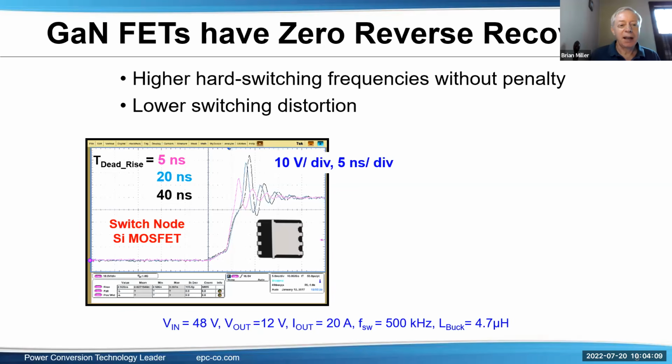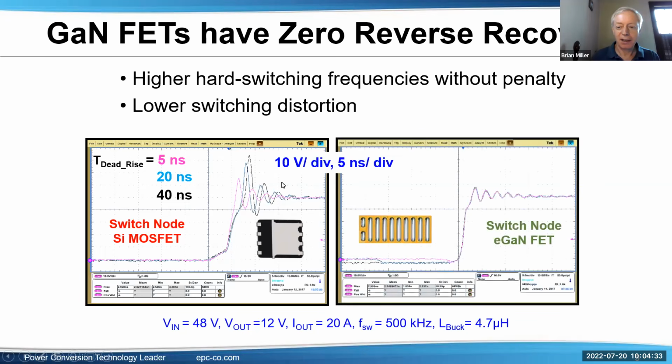First, reverse recovery. On the left here, you'll see a silicon MOSFET. You'll see various dead times, 5 nanoseconds, 20, 40, in different colors here. And you can see the ringing and how the ringing changes as you have different dead times, which implies that the ringing is at least partially due to the dead time. On the right-hand side, you'll see a GaN FET which has no reverse recovery, and you'll see noticeably less ringing on the switch node. And both of these have, at the bottom, 48 volts in, 12 volts out, 20 amps, and 500 kilohertz.